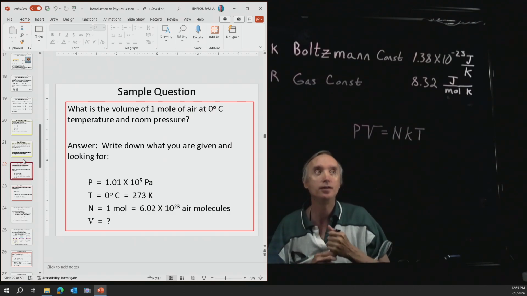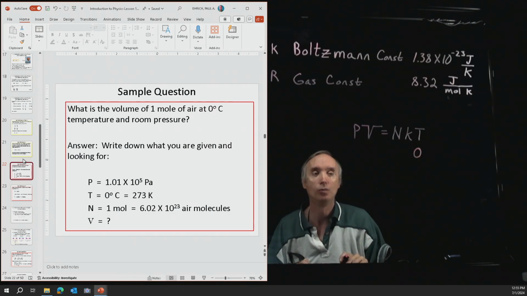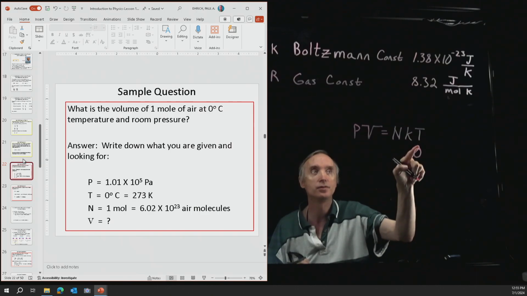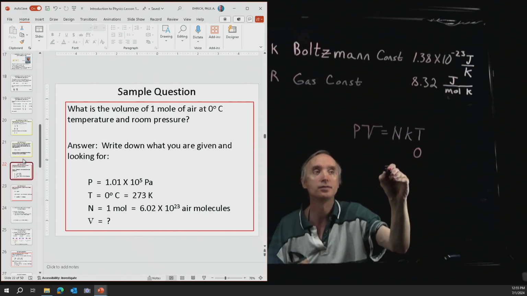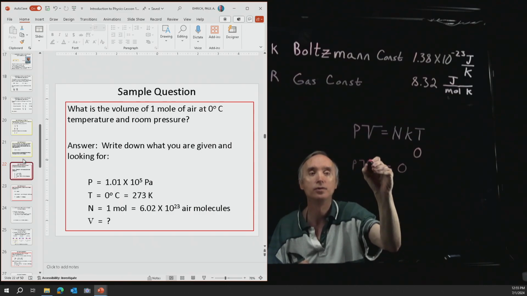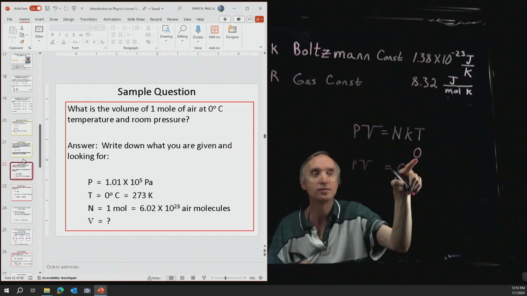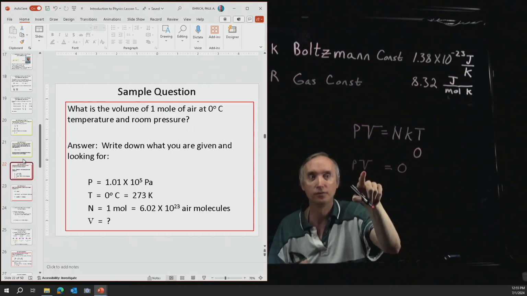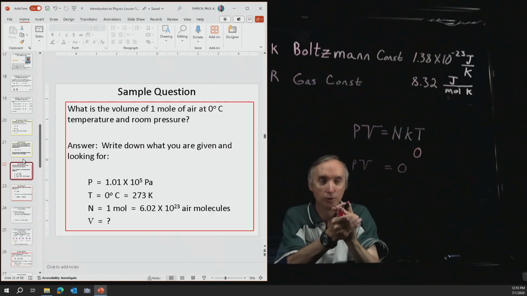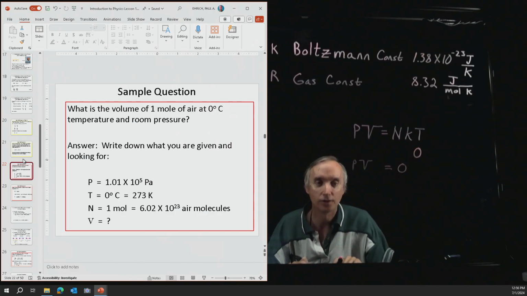what would happen if you plugged 0 for the temperature here? What would you get? So 0 times anything is going to be equal to 0, and so the volume then would be 0. So this would say that as the temperature goes to 0 Celsius, the volume of the balloon would go to 0 volume. That doesn't make any sense, okay?